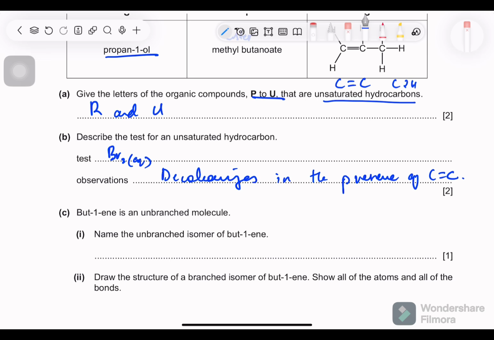Name the unbranched isomer of but-1-ene. So this was but-1-ene. I'm not drawing the H. Now we have to have another isomer, which means the same number of carbon atoms and hydrogen atoms, but a different name, a different structural formula. And we do not want a branch. So this double bond, if we shift it to the second carbon, this will be but-2-ene.